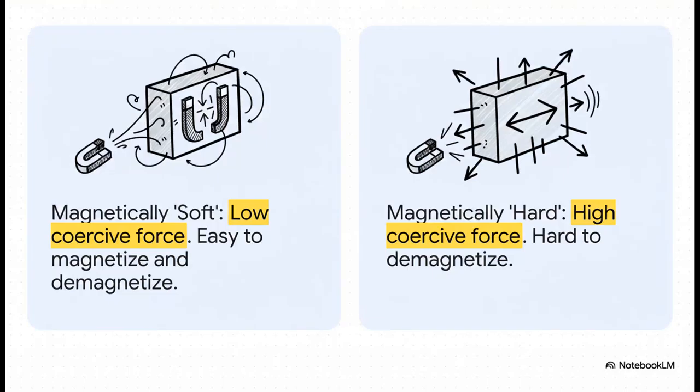And this is where it all comes together. Materials with a low coercive force or low stubbornness, we call them magnetically soft. They are super easy to magnetize and, just as important, easy to demagnetize. They're perfect for things like transformer cores. But materials with a high coercive force are magnetically hard. They are really tough to demagnetize, which makes them absolutely ideal for creating permanent magnets that are built to last.